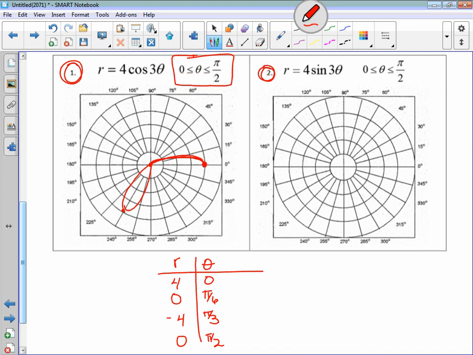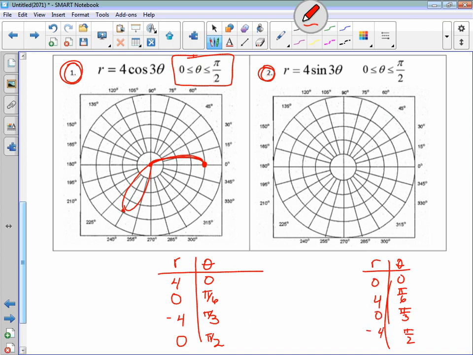All right, guys, how's your grass look? Yeah? All right, let's think about it. So R and theta. Did you again use 0, pi over 6, pi over 3, and pi over 2? Okay, and your R's this time were what? 0, 4, 0, negative 4?